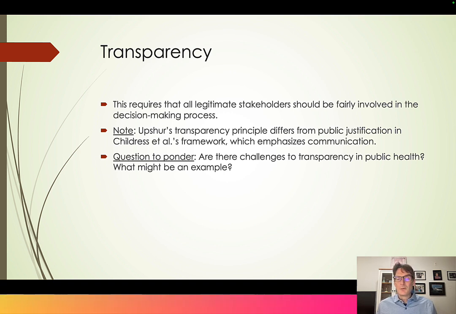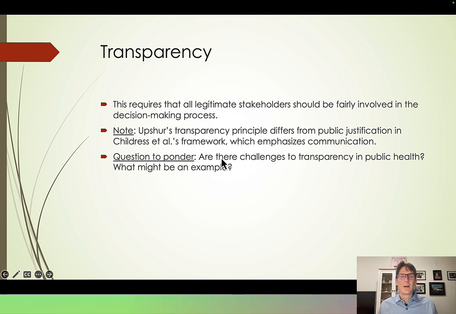Those two principles might look really similar, but in the Childress framework, public justification is really focused on communicating the reasons for the new policy. What is the policy? What are the reasons for it? What's the data behind it? Not on shared decision making, but rather on communication.